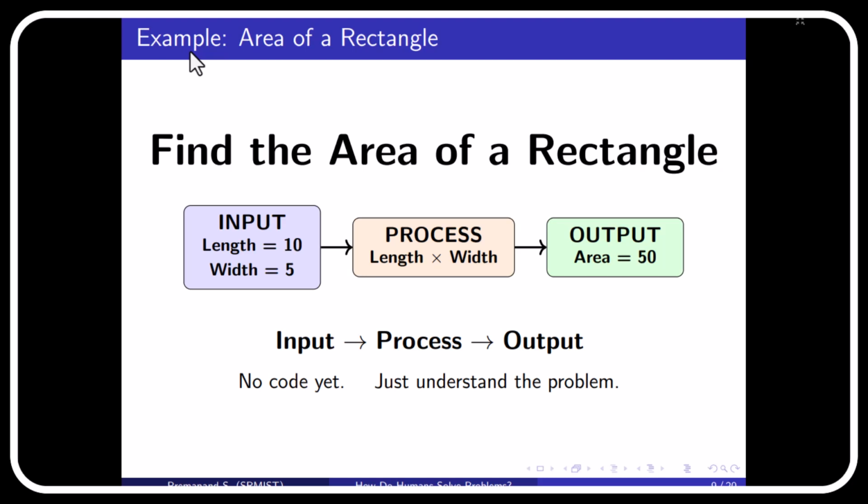So our problem is: find the area of a rectangle. Before writing code, let's identify our three components. So what will be the input here? Let's assume length equal to 10 centimeters, width equal to 5 centimeters. So what will be the process? By default, the question arises: what's the area of a rectangle? It will be length into width. So what will be the output then? Area equal to 50.